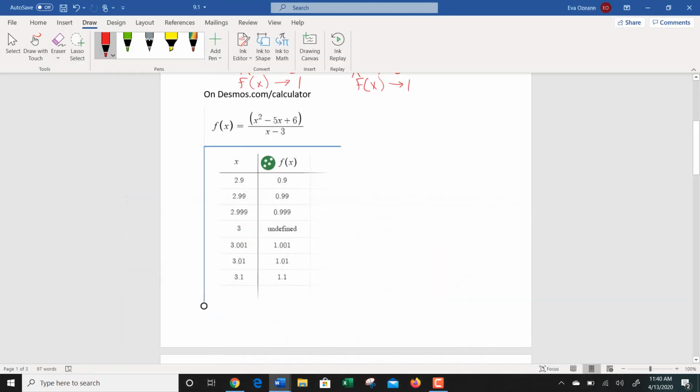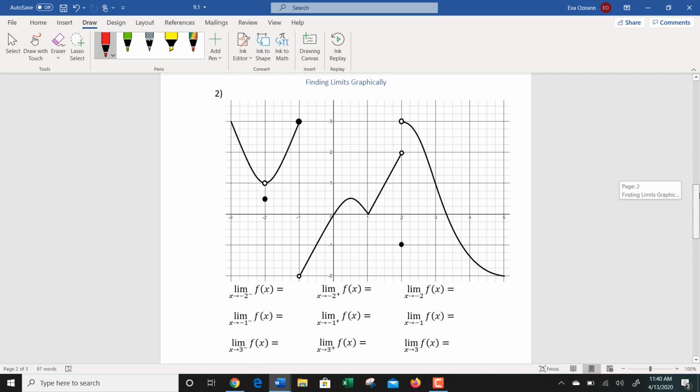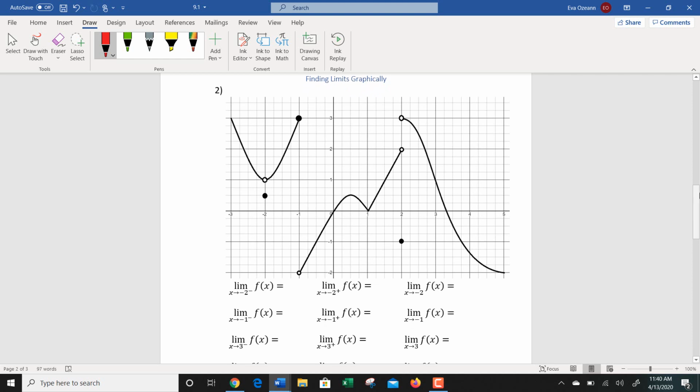Alright, we'll minimize that for now. Let's go ahead and look at the next one. So now what we want to do is find the limits graphically. So again, we don't have a function, but we do have this graph.